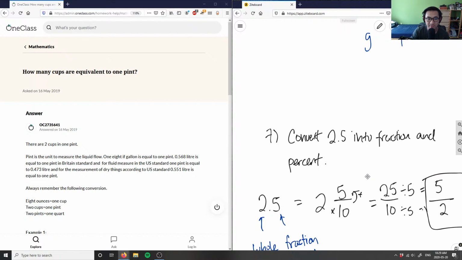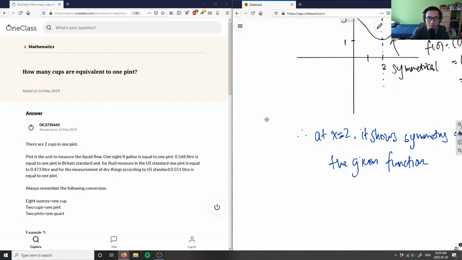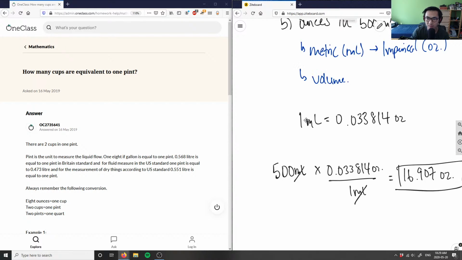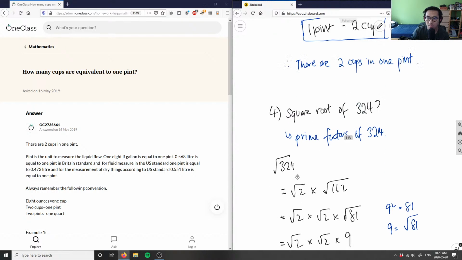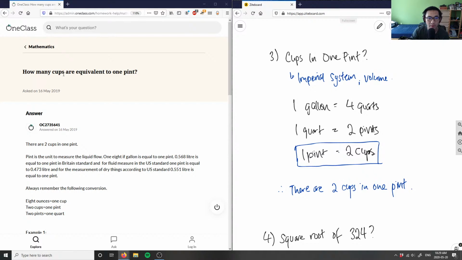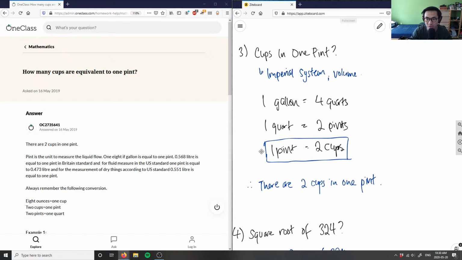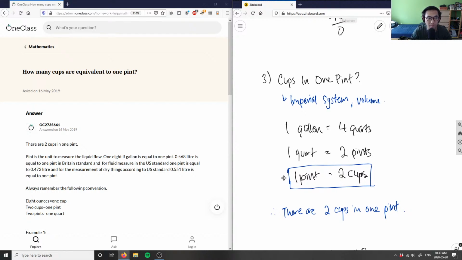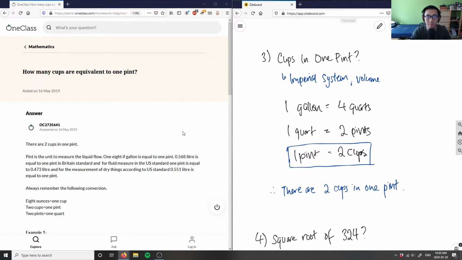That was number 7. I think we asked this question before on number 8. Let me go back. 1 pint is cups. Yeah, this was the exact same question. So I think I actually put this question up on purpose just to double up here. It's asking how many cups are equivalent to a pint. So again, I said that this was in the imperial system. It's in measuring volume, and then I just wrote down all my conversion charts.